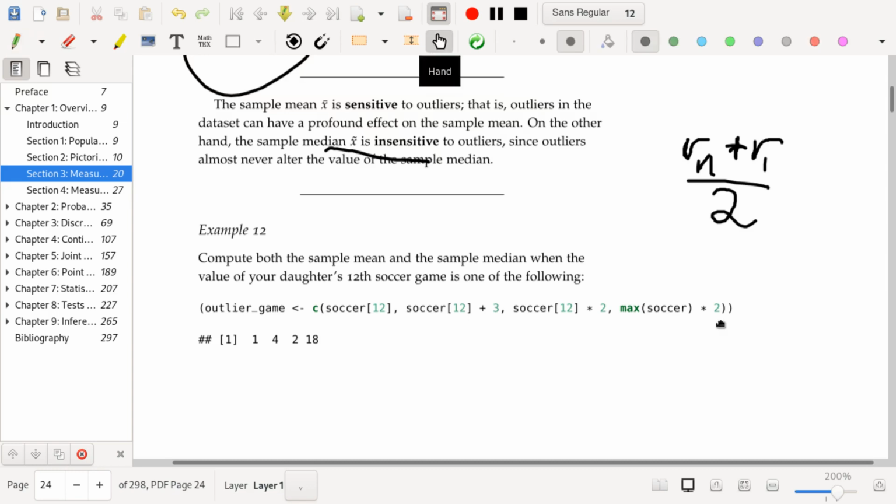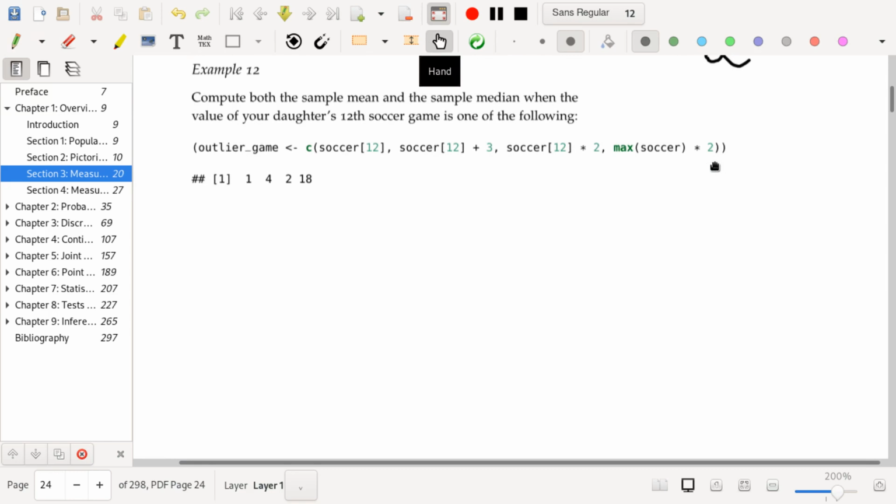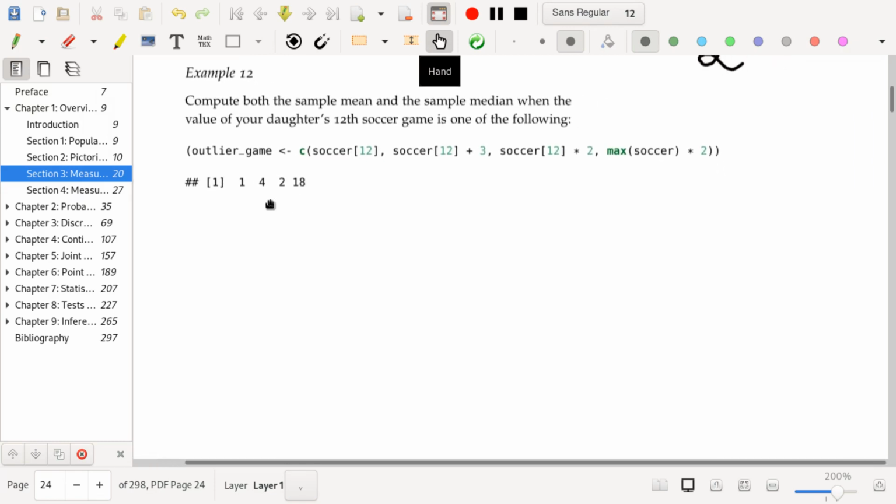So as an example of this, I'm going to compute the sample mean and the sample median of the daughter's soccer games if I throw in a 12th soccer game. And I'm going to consider a number of different scenarios where her 12th game was 1 goal, 4 goals, 2 goals, and 18 goals. What I actually did here was I created a vector that contains these.